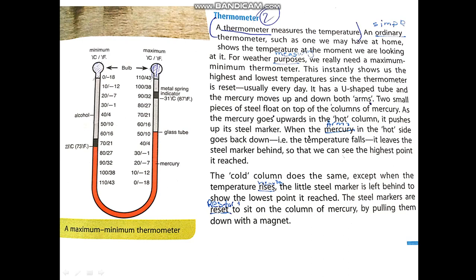How do we use this thermometer? It has a U-shaped tube and the mercury moves up and down both arms. Two small pieces of steel float on top of the column of mercury. As the mercury goes upward in the hot column, it pushes up the steel marker. When the mercury in the hot side goes back down, that is, the temperature falls, it leaves the steel marker behind so that we can see the highest point it reached.